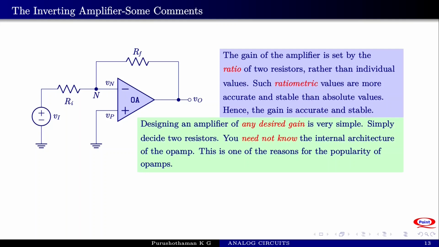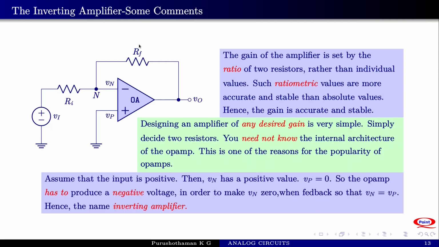Designing an amplifier of any desired gain is very simple. Simply decide two resistors. You need not know the internal architecture of the operational amplifier. This is why operational amplifiers are very popular. Designing an amplifier of any desired gain and any desired input resistance is very simple. Simply calculate the value of two resistors.